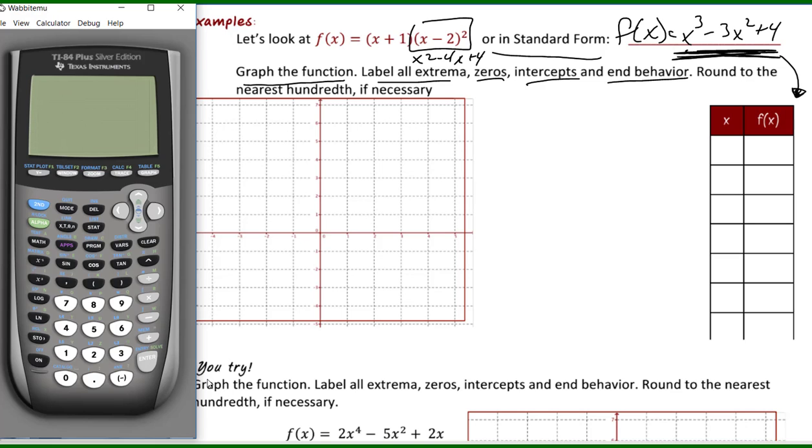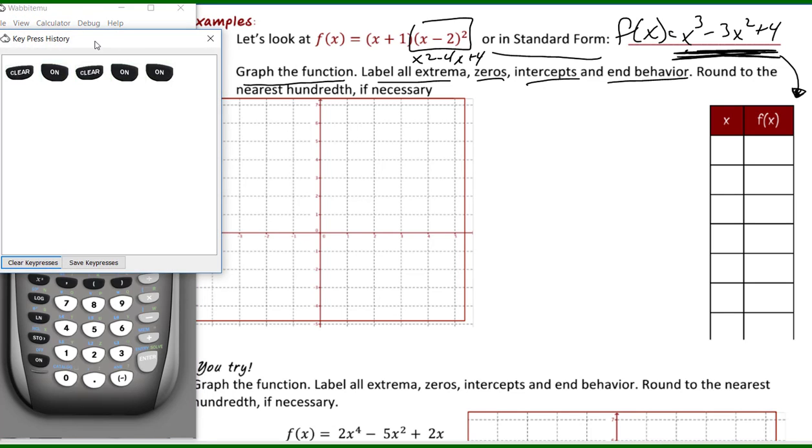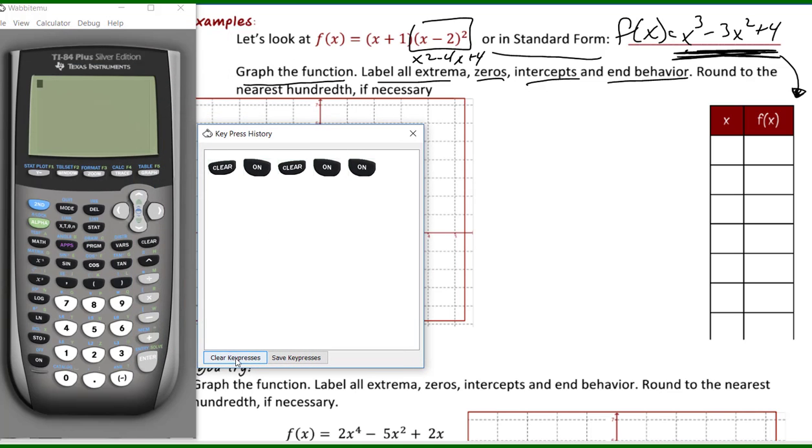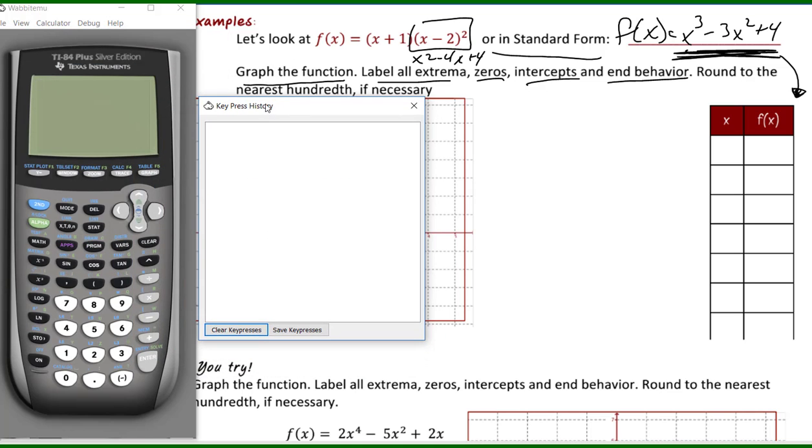I'm going to show you all the steps on how to do this problem on this graphing calculator. It's a graphing calculator for a reason, to talk about graphing and all that. So first we're going to turn it on. Actually, let me do something else first: let's view some key press history. Let me clear this here. This is going to show me what I'm pressing.